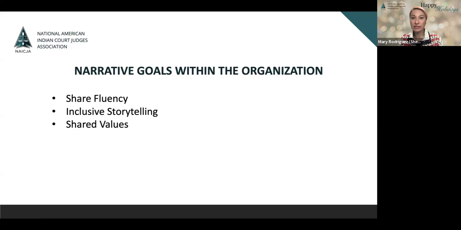Making sure your organization has the same goals. So making sure everybody who might be gathering stories from clients or taking down stories and recording them from clients, making sure everyone understands these goals, like sharing fluency, making sure everybody knows the words that are going to be used, that people are on the same page, making sure the storytelling is inclusive. Are you making sure everyone's voice is heard from different perspectives?